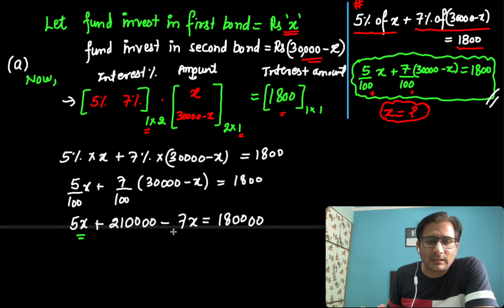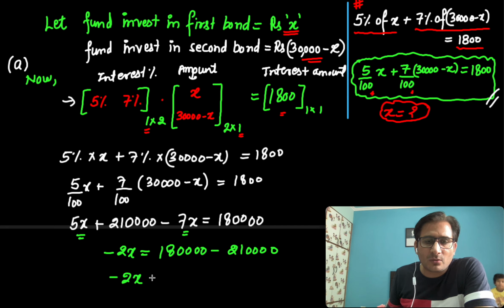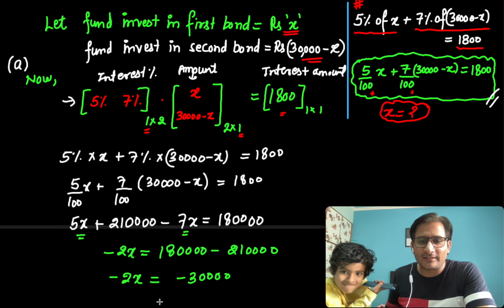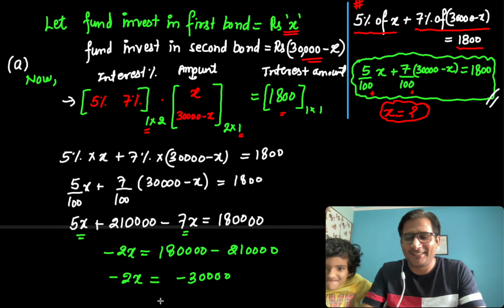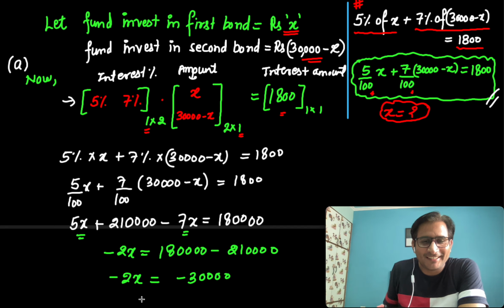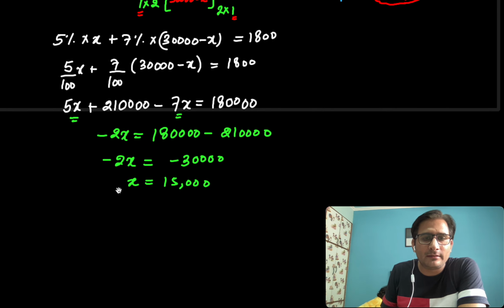Now solve it. 5x minus 7x becomes minus 2x, and this 21 shifts to the other side, so 1 8 1 2 3 4 minus 2 1 1 2 3 4, then it becomes minus 2x is equal to minus 3 0 0 0 0. So what is x in this case? It comes out to be 15,000.